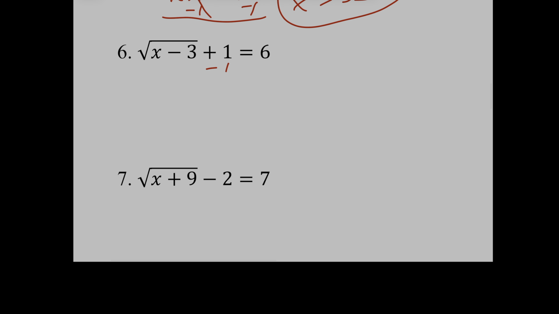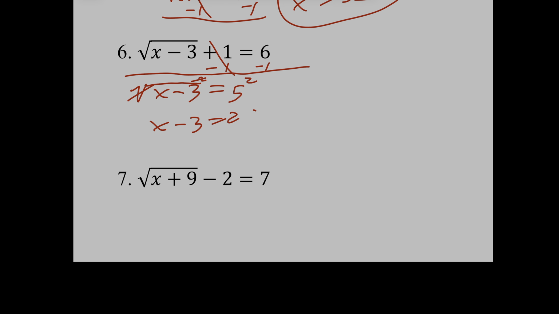So I'm going to subtract 1 from both sides, and I'm going to get the square root of x minus 3 equals 5. All I did was move the 1. That's all I did. Now I'm going to square both sides because it's by itself. X minus 3 equals 25. Once I add 3 to both sides, I'm going to get x equals 28.